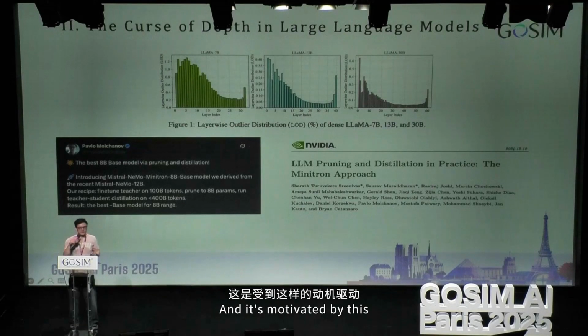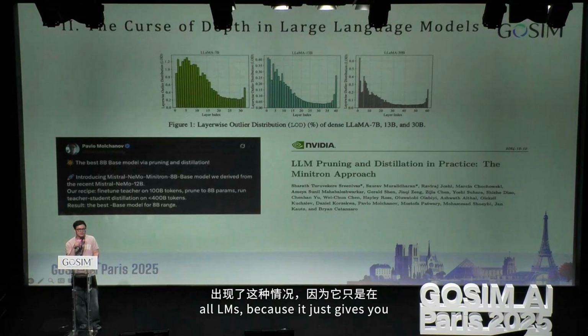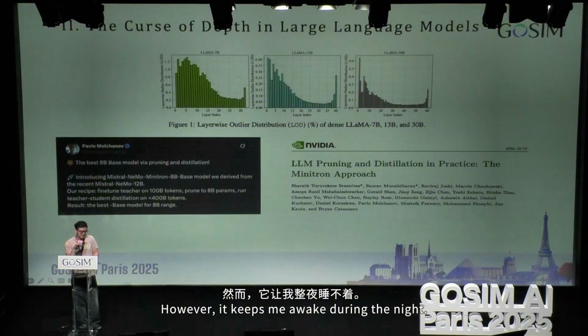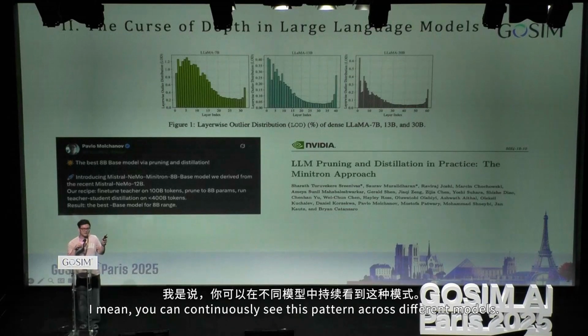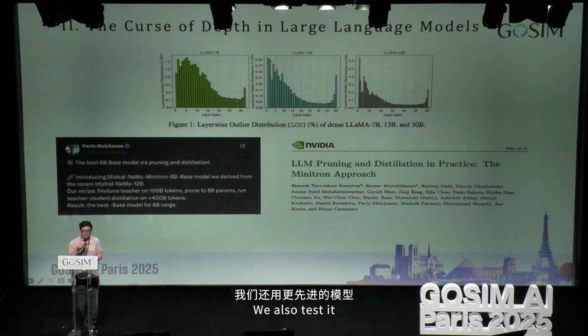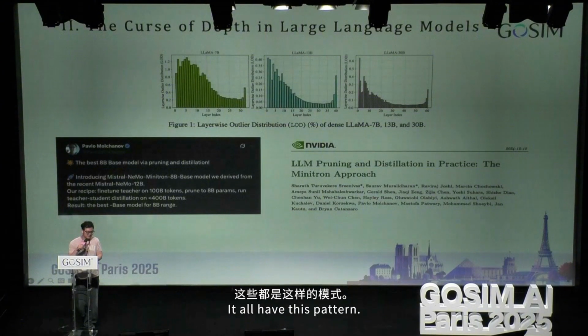Motivated by this, as a researcher, I'm pretty happy to see this happening in almost all LLMs, because it just gives you another paper in a different compression field. However, it keeps me awake at night. You can continuously see this pattern across different models. This is the Llama model at 7B. I will present later that we also tested it on more state-of-the-art models, Qwen or DeepSeek. They all have this pattern.